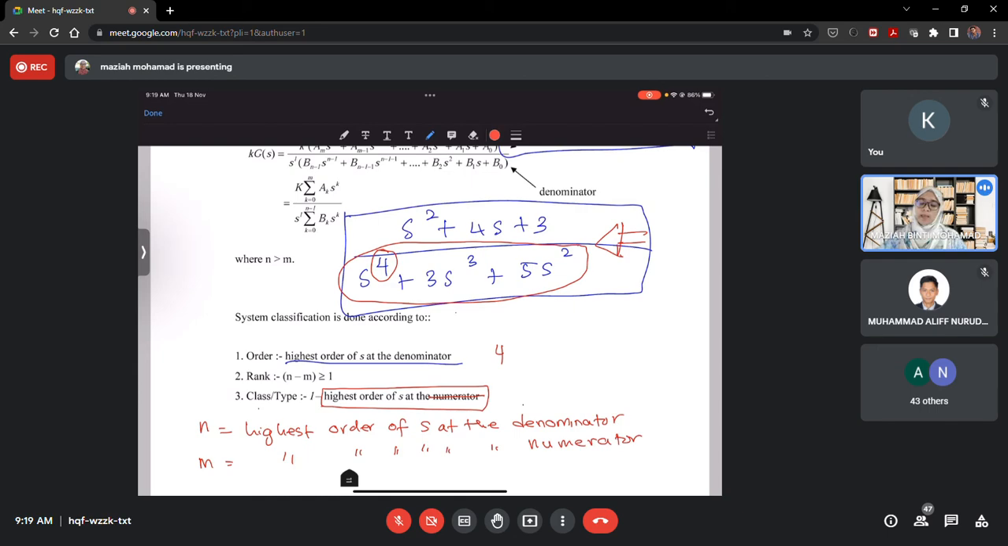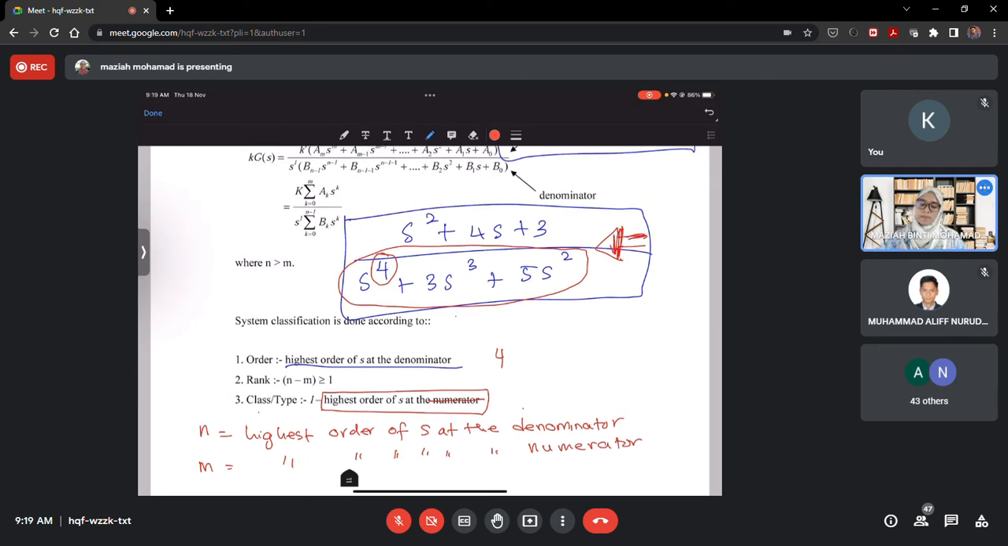Again, if you refer to this example here, N is 4, M is 2. M is 2 because at the numerator, the highest order is S square. Therefore, rank is N minus M, so 4 minus 2 gives you 2. So if the open loop transfer function has order 4 and numerator M is 2, then the rank is 2.